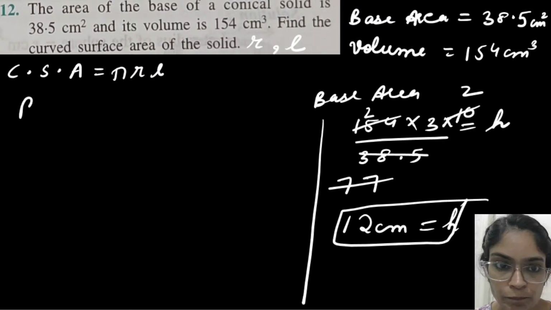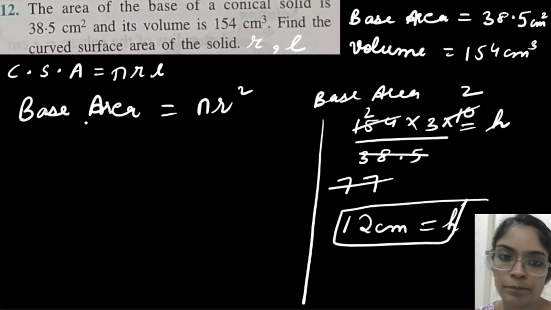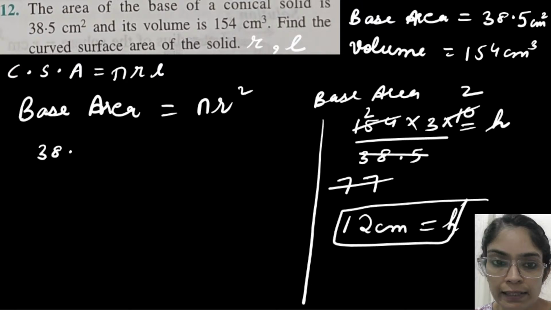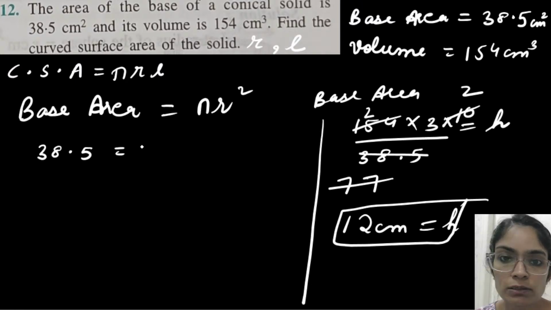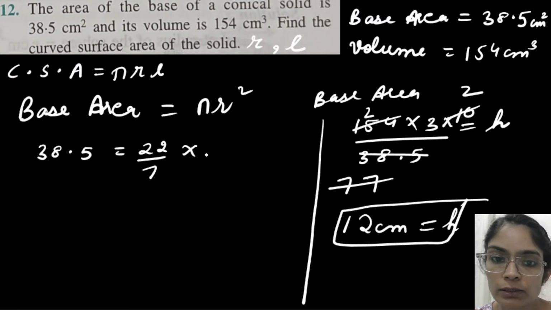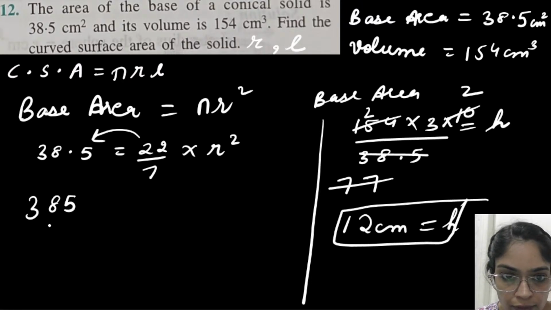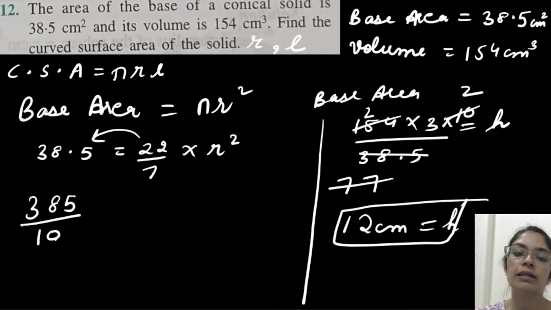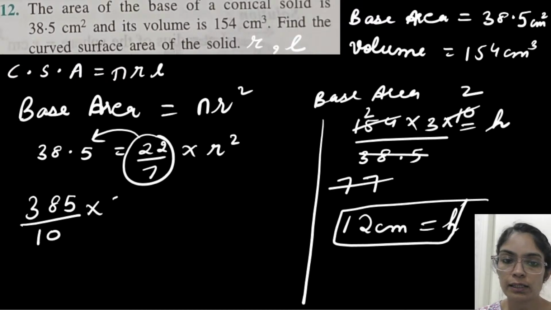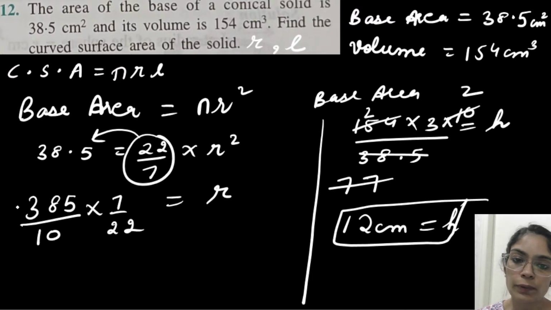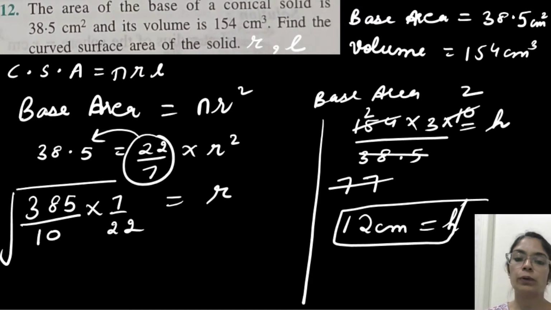So base area is what? Base area is pi r square. Base area's value we know it is 38.5. Pi's value we know it is 22 by 7. R square as it is because we have to find the value. So these things I'm just going to shift to the other side. 38.5, I'm just removing the decimal, it will become 385 by 10. This 22 by 7, if I shift to the other side, it will become 7 by 22 is equal to r square. R square means square. If I shift to the other side, it will become square root.